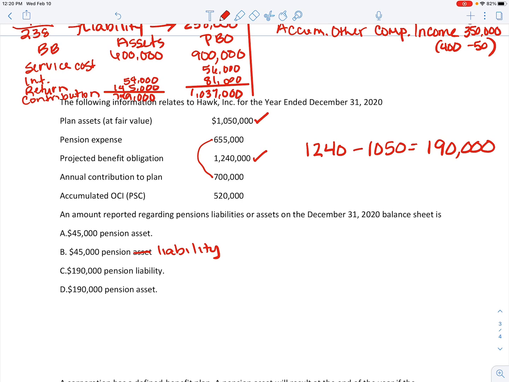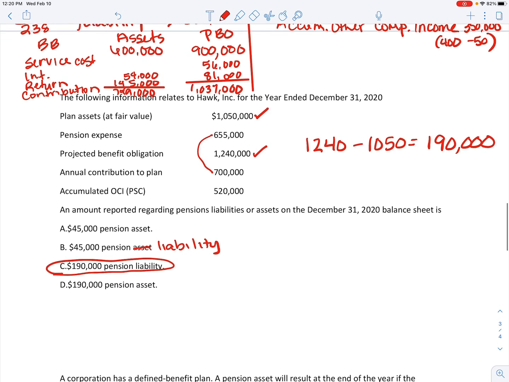And this is where we're going to compare our fair value to our projected benefit obligation. Our current plan assets do not have enough money to cover what we are obligated to pay in the future. Therefore, we have a liability.